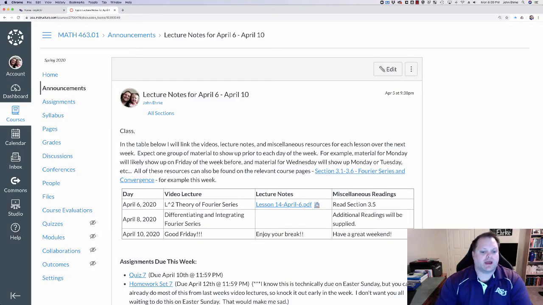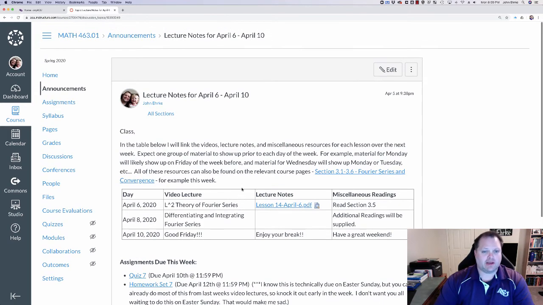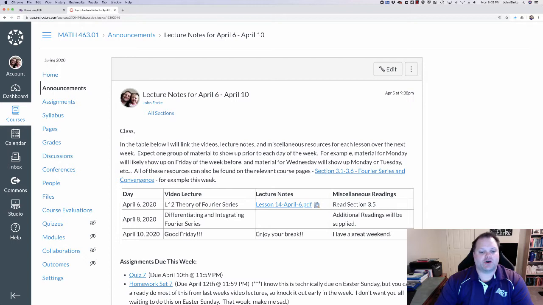We're going to be looking at what we call L2 theory of Fourier series today. I wanted to catch you up on what you can expect this week. This is a shortened week from normal, but we will finish up all of the second unit this week. Starting today, we're going to be looking at the L2 theory of Fourier series. I already have the lecture notes up for that. I'm a little late in recording this video today, so it'll go up late on Monday.